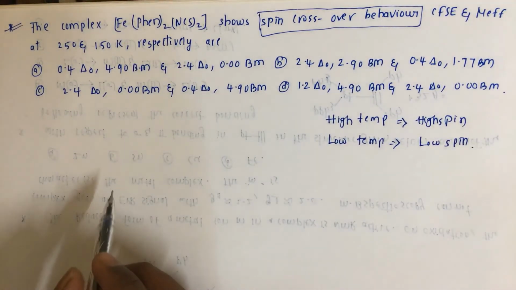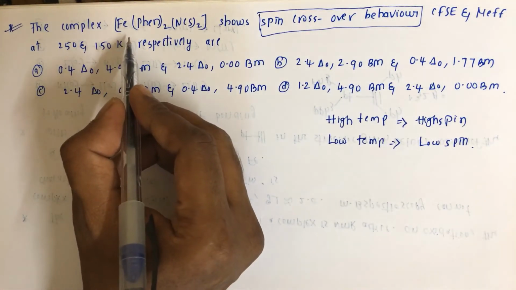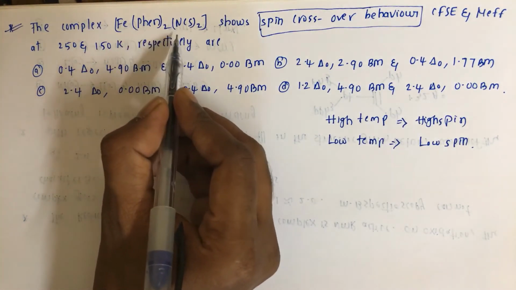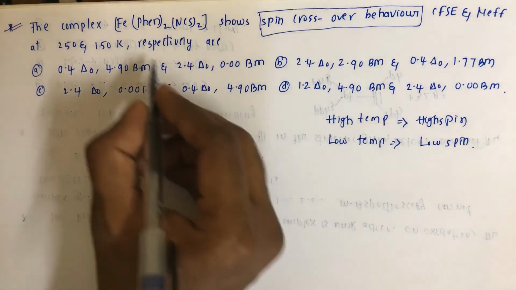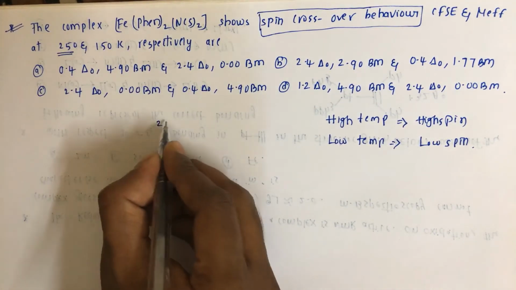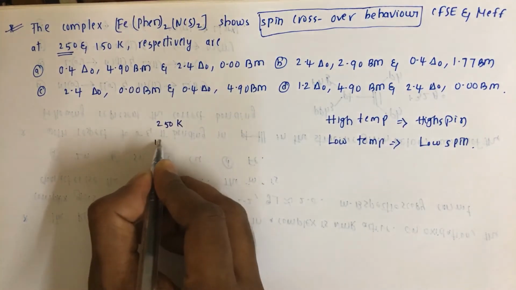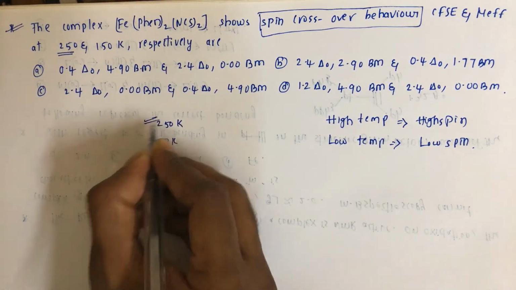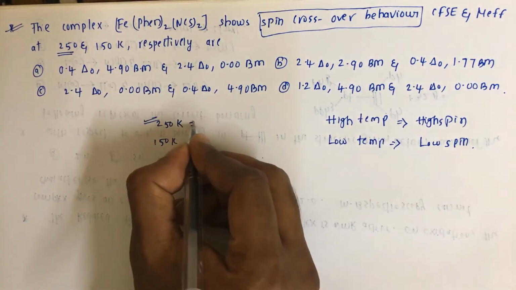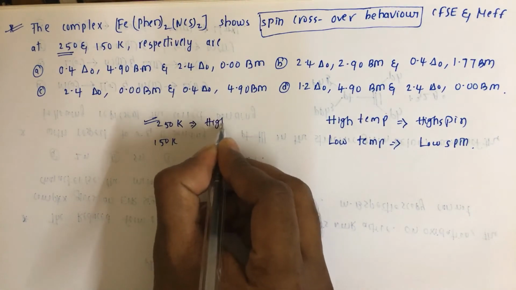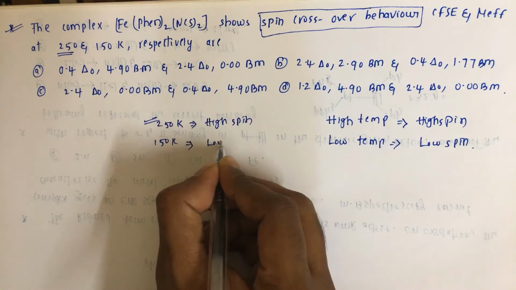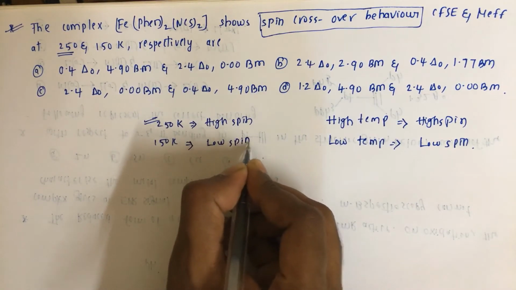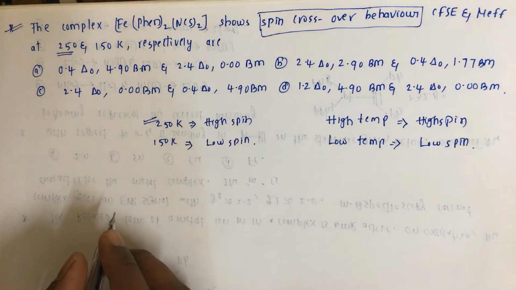Okay, so here we have this complex, iron phenanthroline twice, NCS twice. So they have given two temperatures, 250 kelvin and 150 kelvin. So 250 kelvin is high temperature. At this temperature it acts as high spin, and at this temperature it acts as low spin.